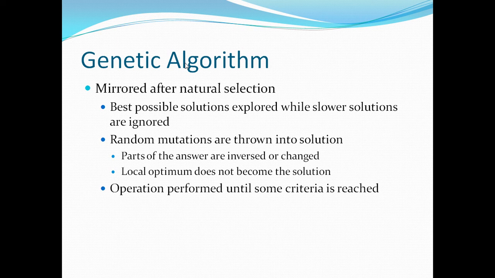So it goes through multiple types of solutions and it looks for the ones that give the best answer. And then for the ones that give the best answer, it will focus on that set of solutions for the time and ignore the ones where slower solutions were found. So random mutations are needed for this though. They're thrown in so you don't get stuck around a local optimum.